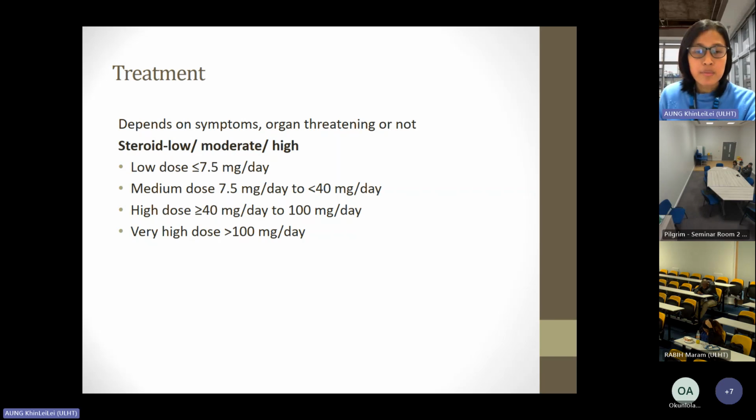So in terms of treatment, it depends on the patient's symptoms, organ threatening or not. It also depends on the organ base as well. So we will use steroid, low dose, moderate dose, or high dose, very high dose. Low dose means the dose less than 7.5 milligram per day. Moderate dose, 7.5 milligram to 40. High dose, 40 to 100. Very high dose, more than 100 milligram per day. Usually it means pulse IV methylprednisolone.